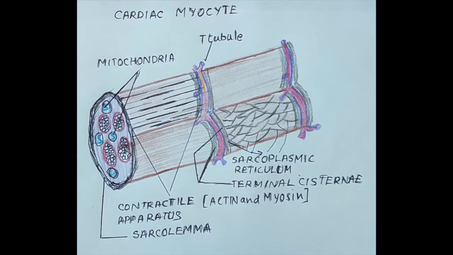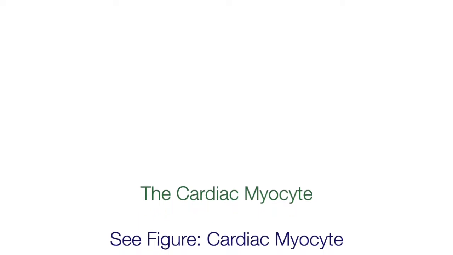This figure is a figure of a cardiac myocyte, which shows thick and thin filaments, which is the contractile apparatus, the sarcolemma, which is the cell membrane of a myocyte, the sarcoplasmic reticulum network, the terminal cisternae, the T tubules, and the mitochondria. The cardiac myocyte. See the earlier figures of cardiac myocyte and the cardiac muscle cell.